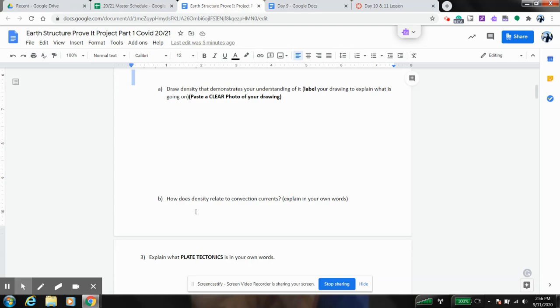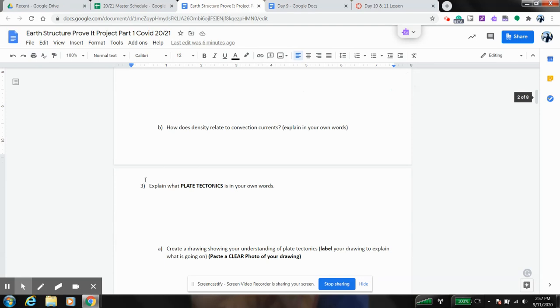Many of you who did the convection current demonstration videos, I responded with the question of how does density relate to this? That's the key. You need to be able to explain how density is relating to convection current. As this happens, then what happens?